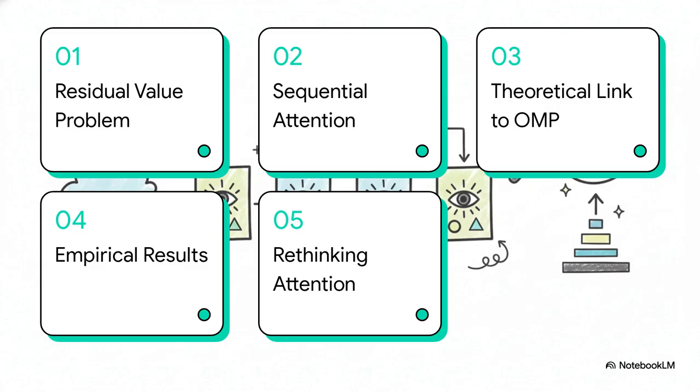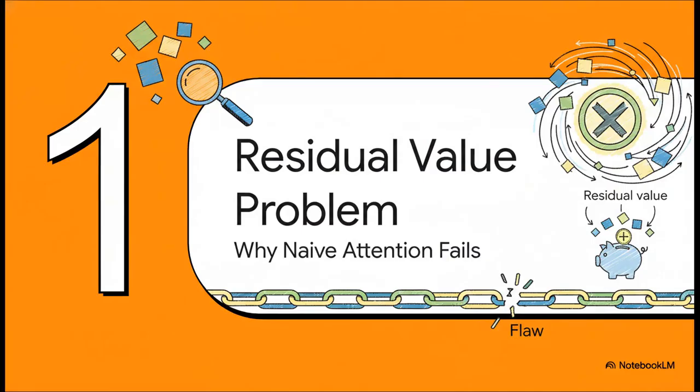So here's how we're going to walk through this. First, we'll set the stage with the core challenge the paper identifies, what they call the residual value problem. Then, of course, we'll introduce their solution, the sequential attention algorithm. After that, we'll unpack the theoretical heart of the paper, which connects this new method to orthogonal matching pursuit. And finally, we'll look at the empirical results and talk about what this all means for how we think about attention mechanisms in general.